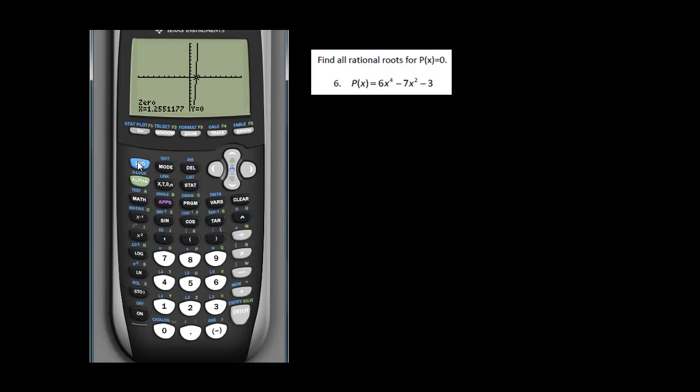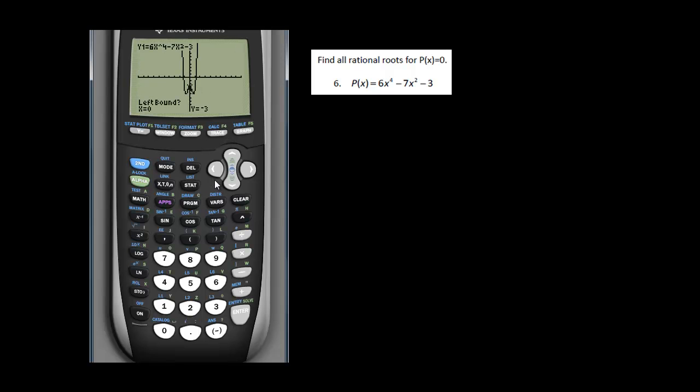Number 6, they want you to find all of the rational roots. So let's get the calculator out and take a look at the graph. So 6x to the 4th minus 7x squared minus 3. Alright, so it looks like we have a root here and here. So what we can do is check to see if those are rational or not.